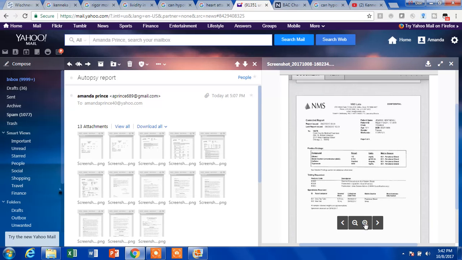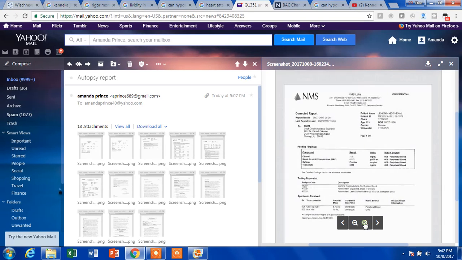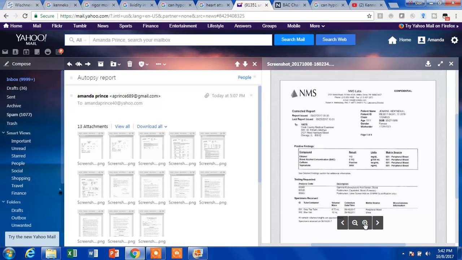I think this is the only way I'm gonna be able to get it to where it's clear. Okay, but right here, this is for the toxicology. This shows a corrected report. Why do they need to correct it? What was the correction for? Shouldn't have had to correct anything at all.